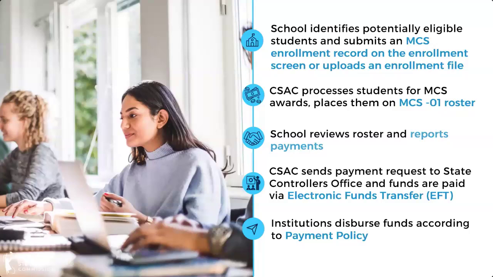The school reviews the roster and reports payment for eligible students. Then the commission sends payment requests to the state controller's office, and EFT funds are then sent. Then the institution will be able to disperse funds on the student's account in accordance with your school's payment policy.